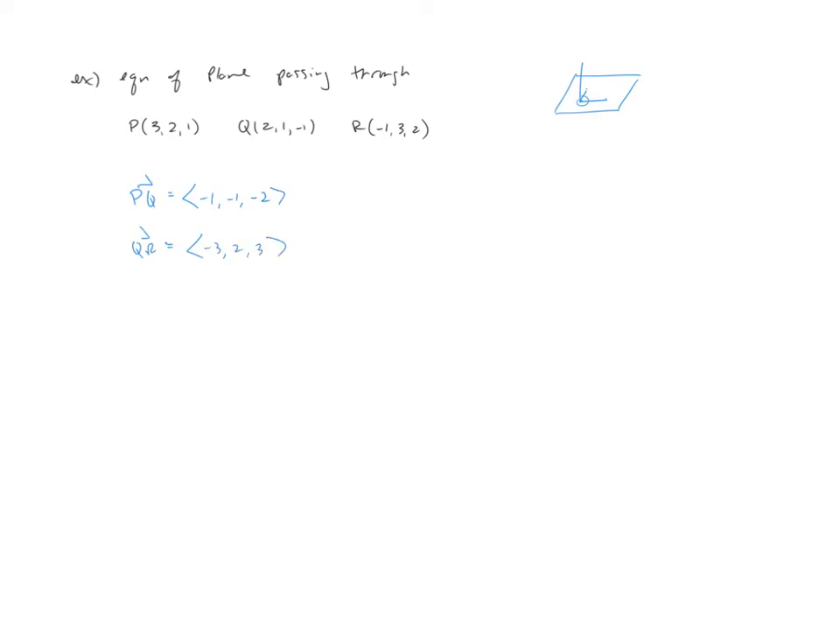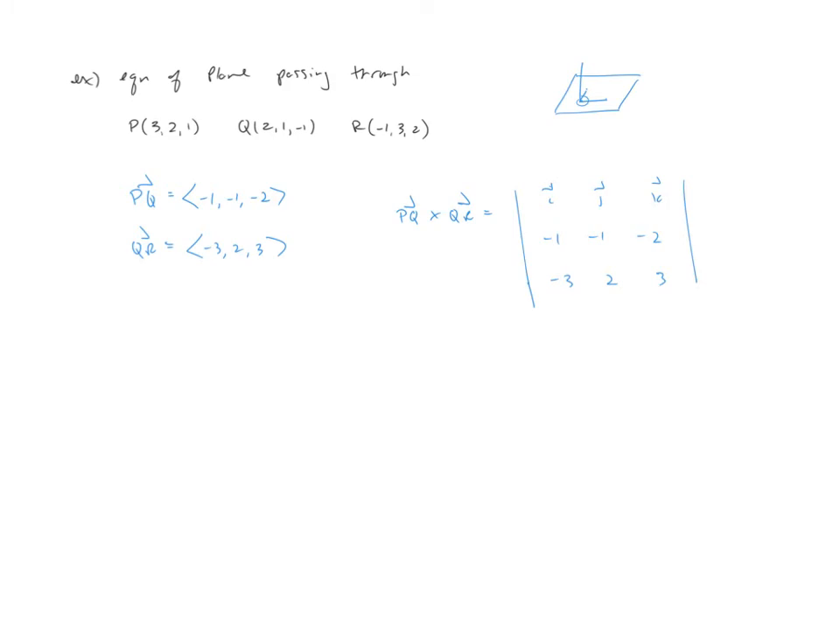And again, to come up with those, we would do like -1 minus 2, 3 minus 1, and 2 minus -1. That's going to give us that there. All right, so those two vectors now will need to be crossed. So if I take PQ and cross it with QR, that's going to be i, j, k, and we'll take -1, -1, -2, -3, 2, 3.